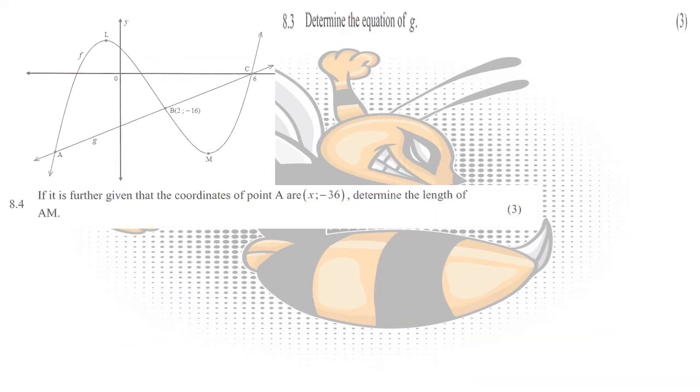Now the next question asked us to determine the equation of G. If we take a look at G, it's a straight line. That means it should have the form y equals mx plus c. So when we want to find the equation of the straight line, we normally start by trying to find the gradient first, and then we see if there's maybe a point we can substitute in to help us find c.